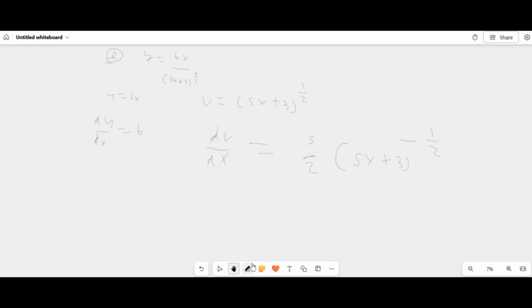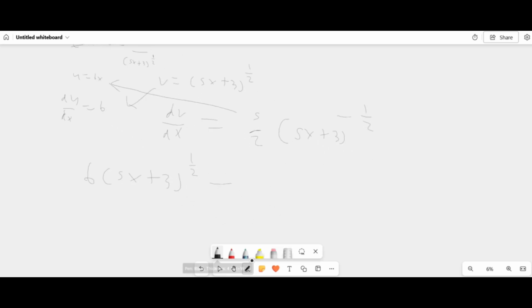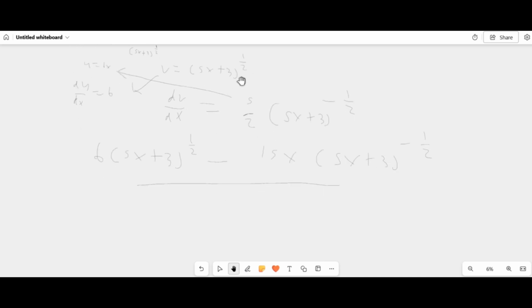Now obviously you want to do u'v, this times this, so 6 open bracket (5x + 3) to the power of a half. Take away this times that. 5 over 2 times 6 is 15, so that's 15x (5x + 3) to the power minus half. All over v squared. v is (5x + 3) to the power of a half, squared. You're going to do 2 times a half, which is 2 over 2, which is 1, so it's just going to be (5x + 3) on the bottom.